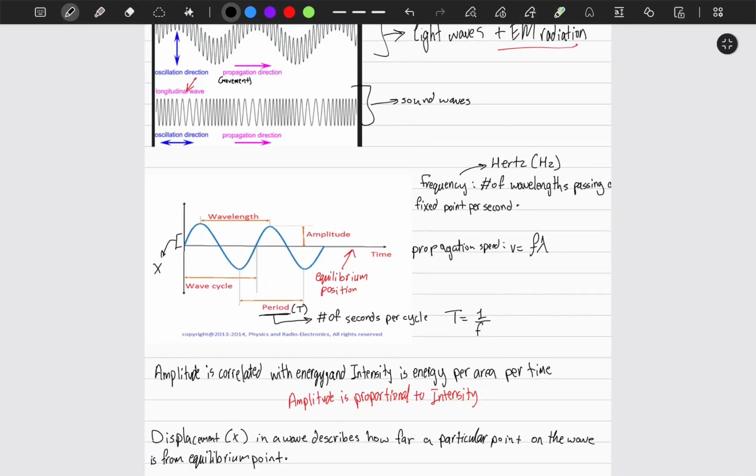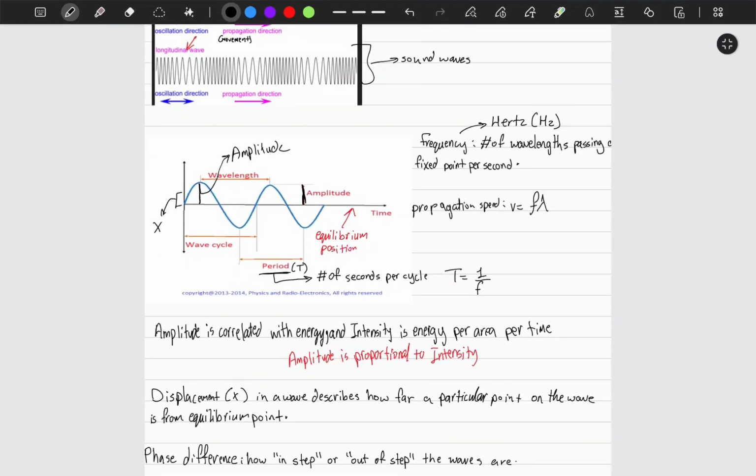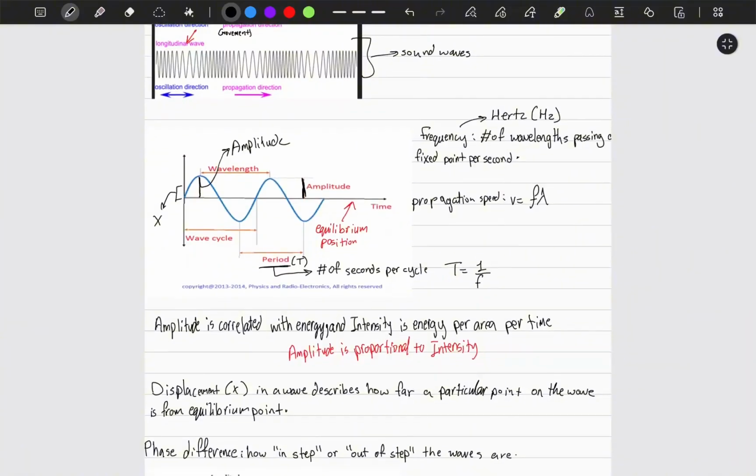The distance between it and the rest point, which is here, kind of like the zero, the x-axis, that is what we call the amplitude. It's mentioned here too, amplitude. And this basically tells you the amount of distance that it is above the rest point.